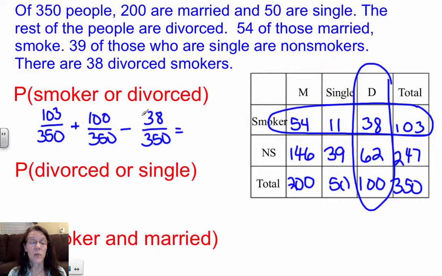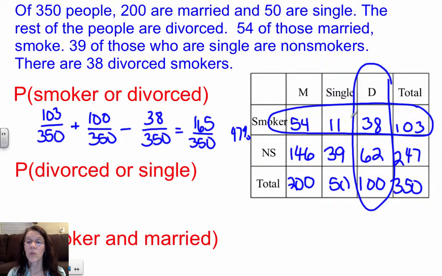So we have 203 minus 38. Just going to double check that because my math in my head sometimes doesn't work like it should. That'd be 165 out of 350. If you wanted to figure that as a percent, take 165 and divide it by 350. And so you have a 47% chance of choosing somebody that was a smoker or divorced.